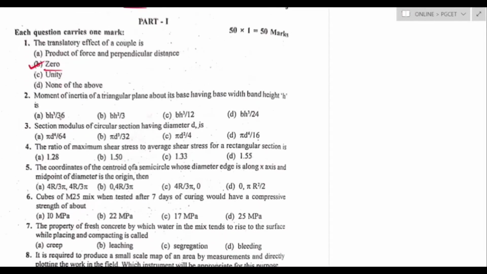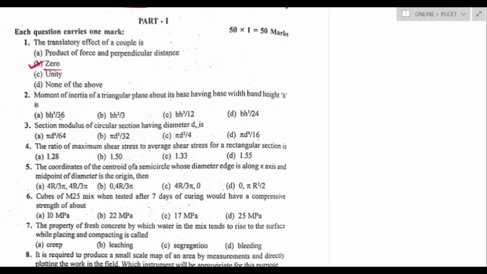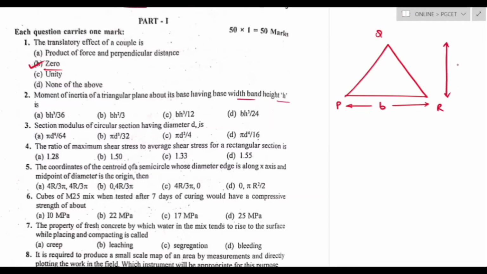Question number 2. Moment of inertia of a triangular plane acting about its base, having a base width b and height h. So we have to find the moment of inertia of a triangular plane. So let's draw a triangular section PQR having its base b and height h. Let's consider this as the base of the triangular section and this as the centroid of the triangular section, acting at a height of h by 3.